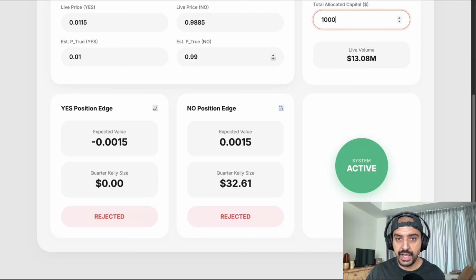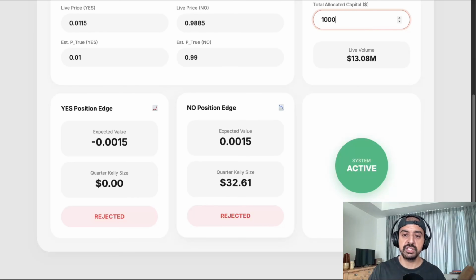Because this engine has a built-in institutional guardrail, and that guardrail is that the minimum expected value should be 0.05 or 5% to trigger an execution. Now, I built this just to basically protect the size of the bankroll and to make sure that I have the maximum probability of winning the trade. And since the current edge is at 0.0015 or 0.15%, it's below the 5% threshold. And the engine is programmed to block the trade.